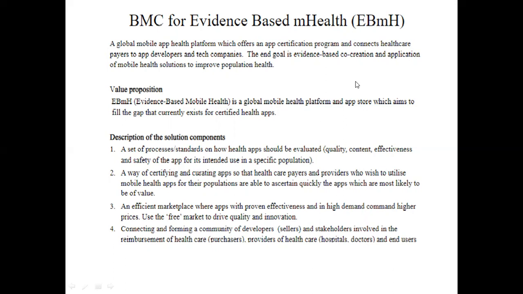where apps with proven effectiveness and in high demand command higher prices, using the free market to drive quality and innovation. And fourth, forming a community of developers, that is sellers, and stakeholders involved in the reimbursement of healthcare purchases: the providers of healthcare, hospitals, doctors, and end users.